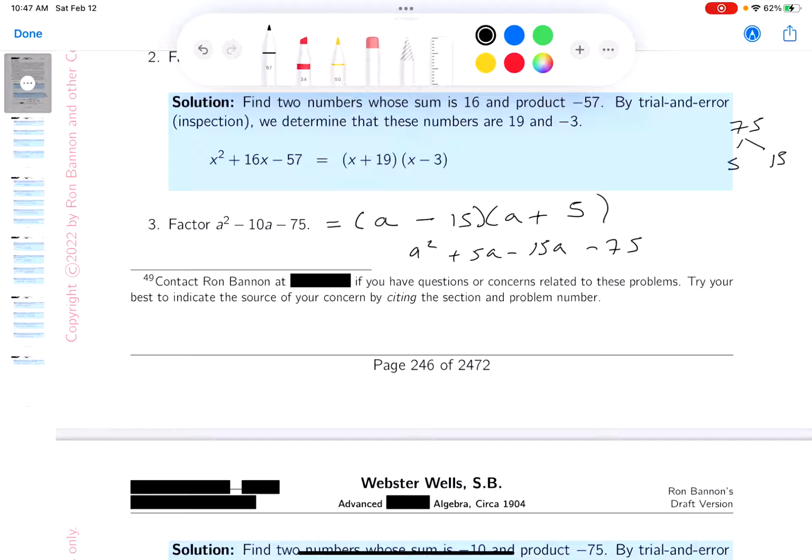Now again, what I mean by checking it: does it give you back a squared? Of course it does. Does it give you back minus 10a? Of course it does. Does it give you minus 75? So this would be the answer over here.